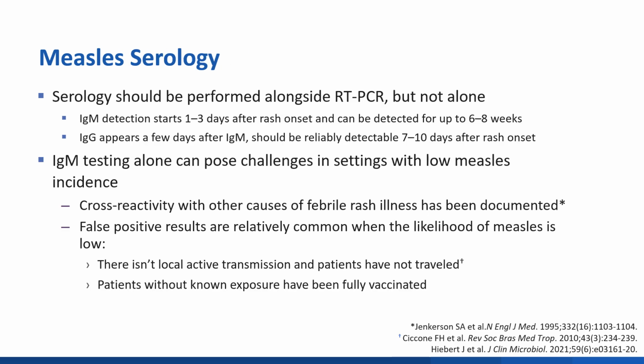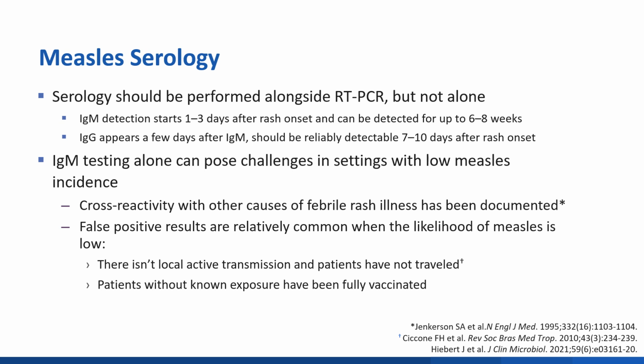So let's talk a little bit more about measles serology. Measles can be diagnosed by detection of measles-specific IgM, or immunoglobulin M, and CDC does recommend performing serology alongside RT-PCR. IgM is produced starting usually 1 to 3 days after rash onset, but it can be detected for up to 6 to 8 weeks after rash onset, so it can definitely expand the window for a measles diagnosis compared with RT-PCR. IgG appears a few days after IgM and should be reliably detected 7 to 10 days after rash onset.